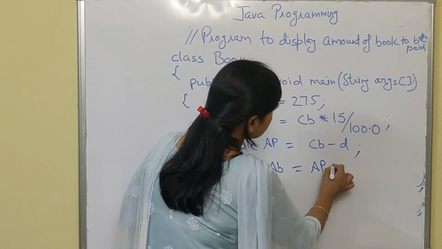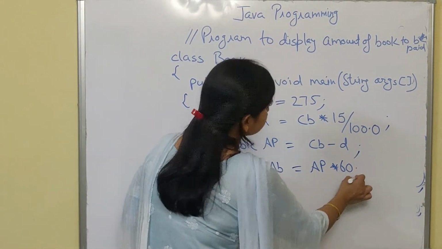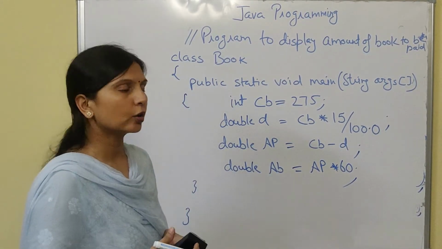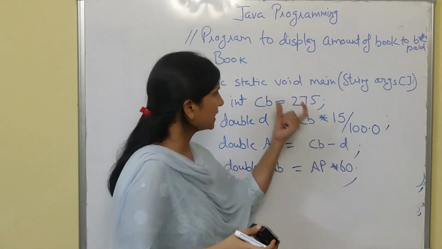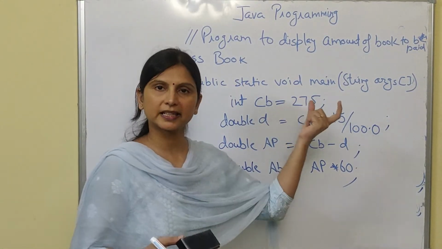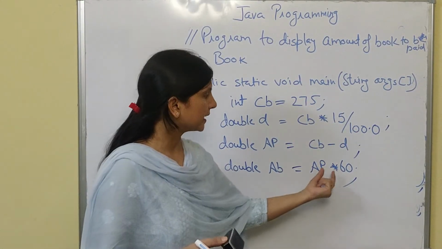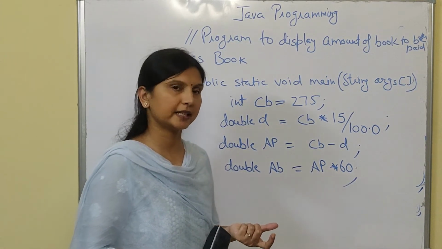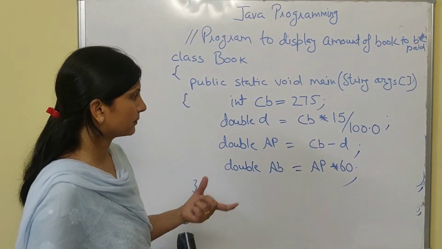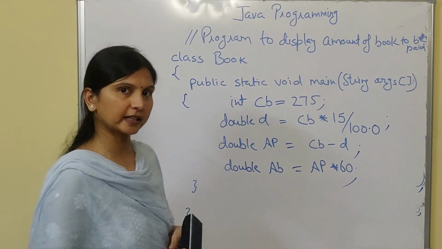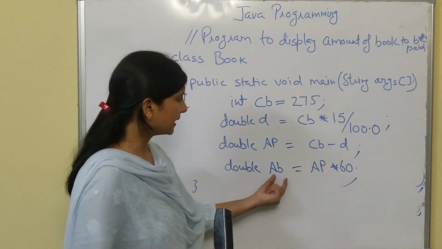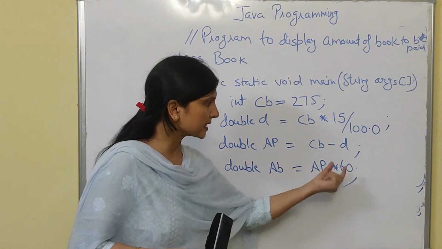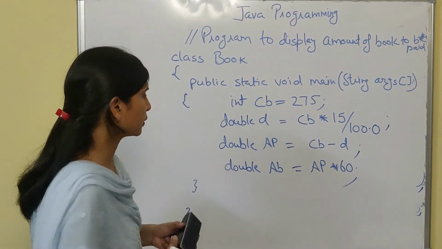AP into 60. Fine. Or another option, you can take a variable, int number of books, int n equals 60, and AP into n you can write over here. Both have the same meaning. So with both processes you can do that. Fine, both are correct. Double AB equals AP into 60. 60 is the number of books.